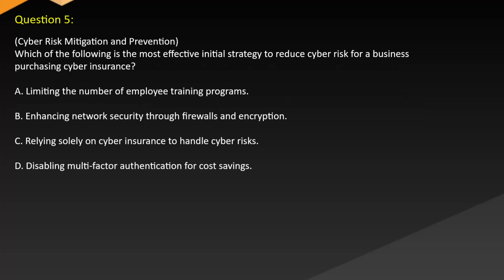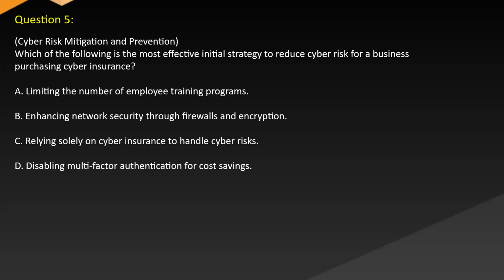Question 5. Cyber risk mitigation and prevention. Which of the following is the most effective initial strategy to reduce cyber risk for a business purchasing cyber insurance? A. Limiting the number of employee training programs. B. Enhancing network security through firewalls and encryption. C. Relying solely on cyber insurance to handle cyber risks. D. Disabling multi-factor authentication for cost savings.